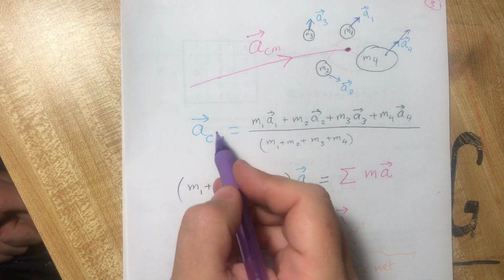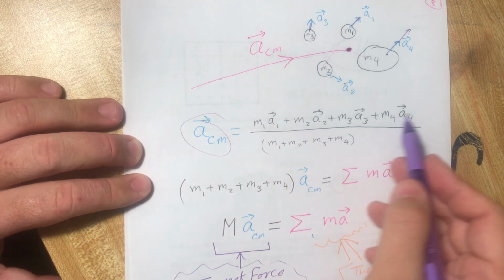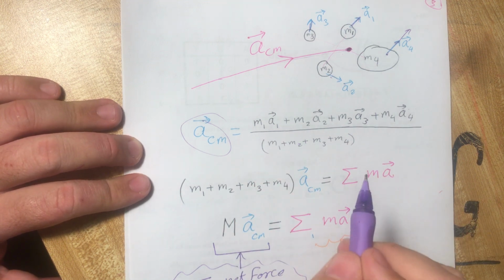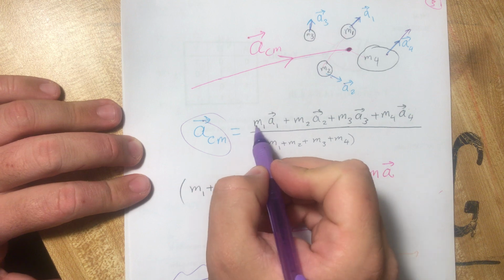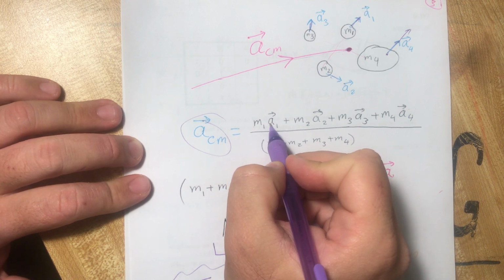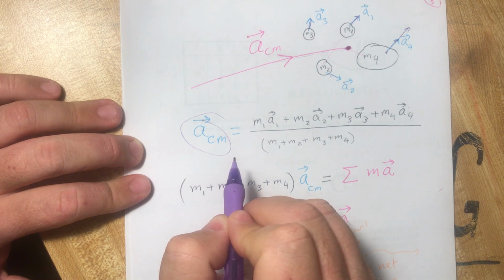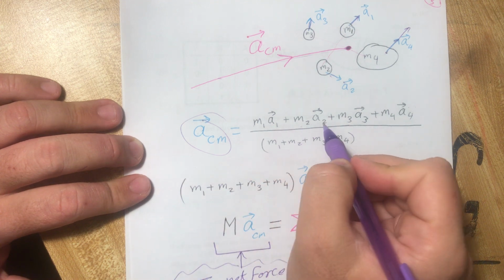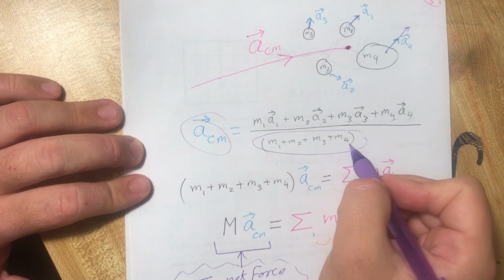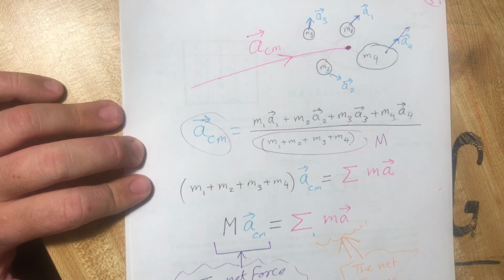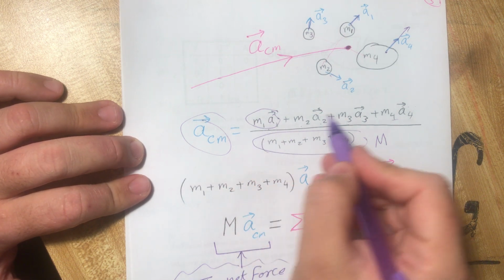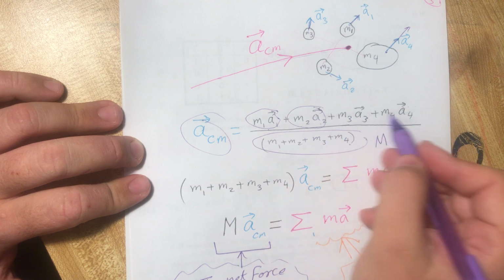Okay, the acceleration for the center of mass is the summation, as we told you before, of the first body mass multiplied by its acceleration vector, the second body mass multiplied by its acceleration vector, and so on, divided over the total mass, which is m capital. Look at this. This is the force on the first body. This is the force on the second body, and so on.